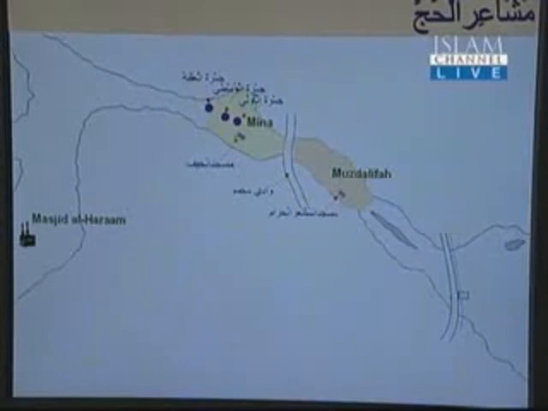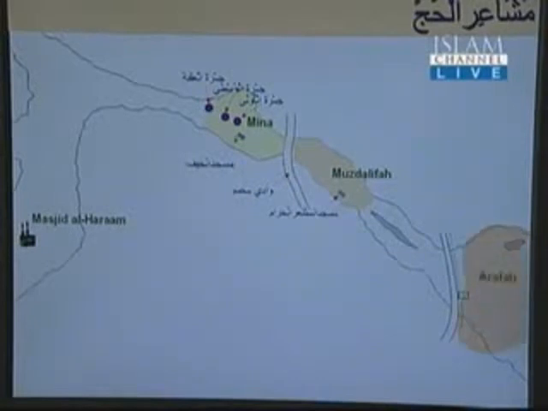Wadi Muhassir is the place where Abraha came and he was destroyed, his army was destroyed here. So it is an area where the punishment of Allah subhanahu wa ta'ala came. This is why Rasulullah sallallahu alaihi wasallam, when he passed on the Yawm al-Nahar from Muzdalifah, he was going towards Mina. When he reached the Wadi Muhassir, they said that he moved a little bit faster going through this valley.